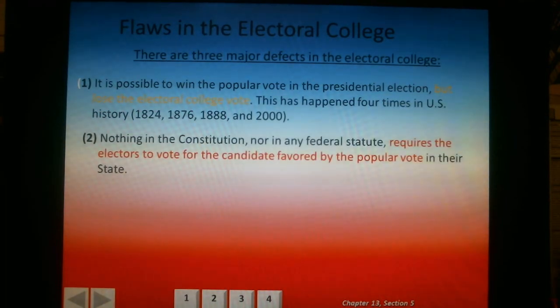Nothing in the Constitution nor in federal statute requires the electors to vote for the candidate favored by the popular vote. So again, even though the popular vote, you and I vote one way, it could be that the electors, for whatever reason, decide to go another way.